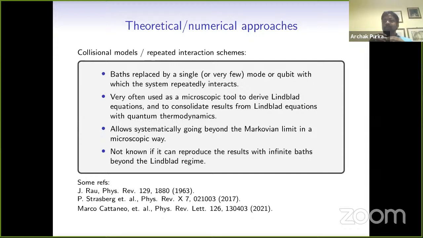And since you can go to this Markovian limit in a systematic way, you can also systematically go out of the Markovian limit if you want. However, the problem is, if you really wanted to describe this setup that I showed in the beginning, meaning with baths in the thermodynamic limit, then if you go beyond the Markovian limit, you get some dynamics, but whether that dynamics actually corresponds to the dynamics that you wanted in the beginning, it's not sure. So that's the problem of this kind of approach.